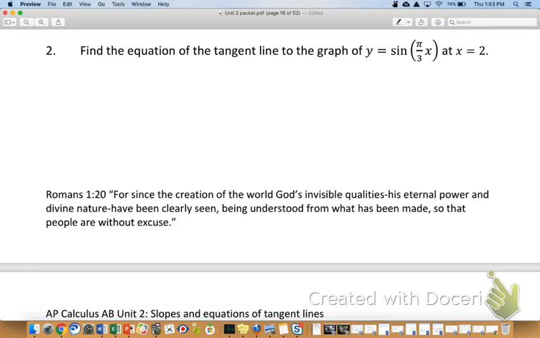Okay, so we're just looking at number 2, seeing if we can do a derivative, get an equation of the tangent line.